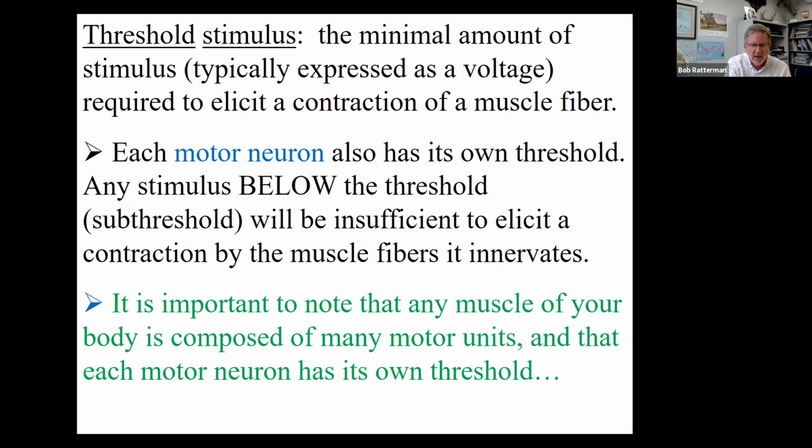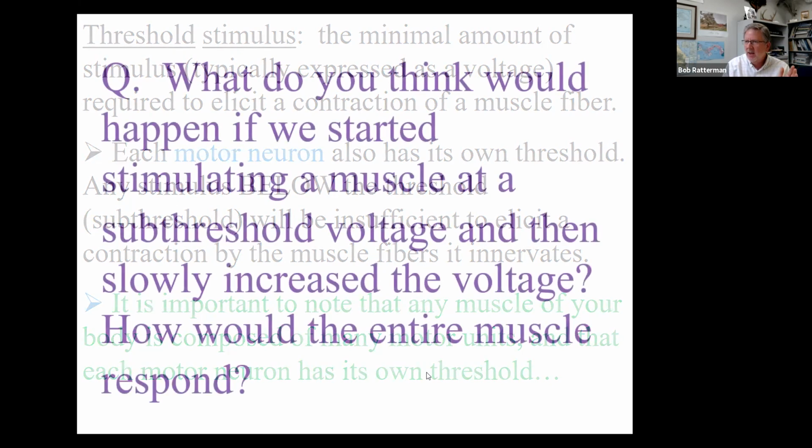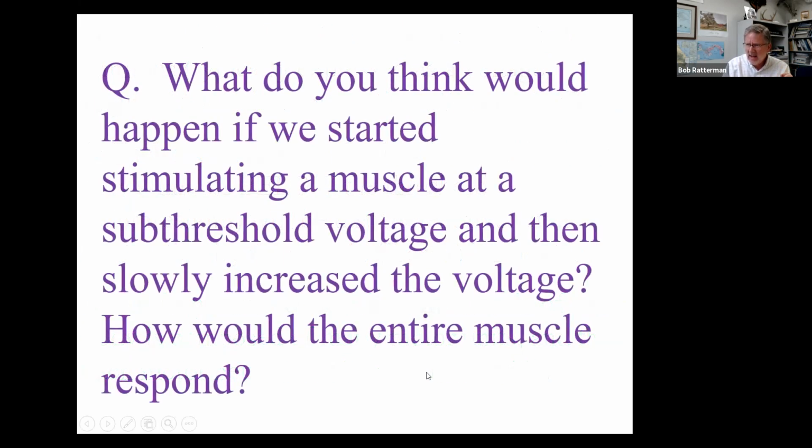Now remember, what's a motor unit? A motor unit is a single motor neuron and the muscle fibers it controls, right? So every major muscle of your body has, I don't know how many, hundreds if not thousands of motor units within that muscle. And if each motor neuron has its own threshold, what would happen if we started to stimulate a muscle at a sub-threshold voltage and then slowly increased the voltage? How would the muscle respond?